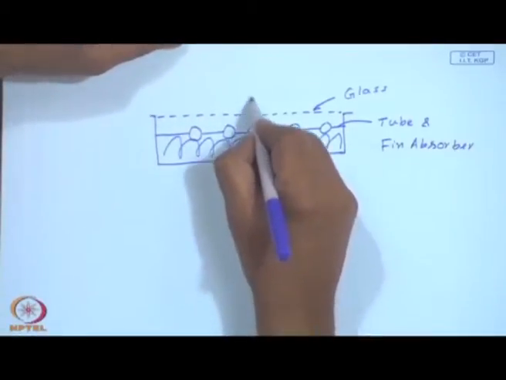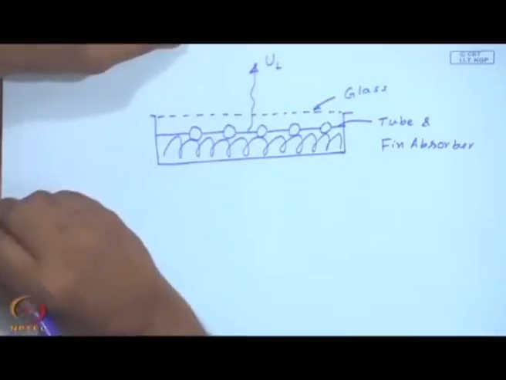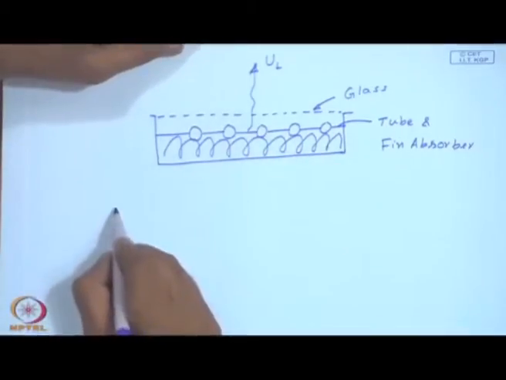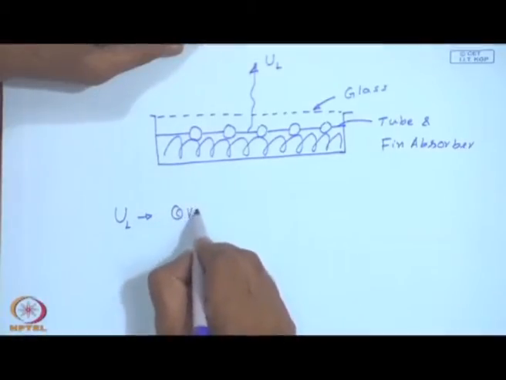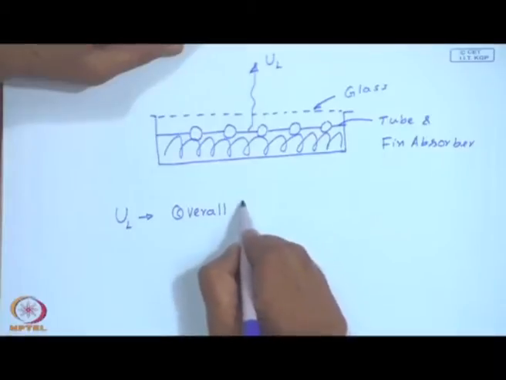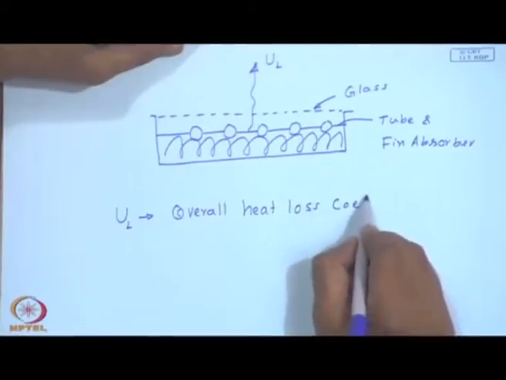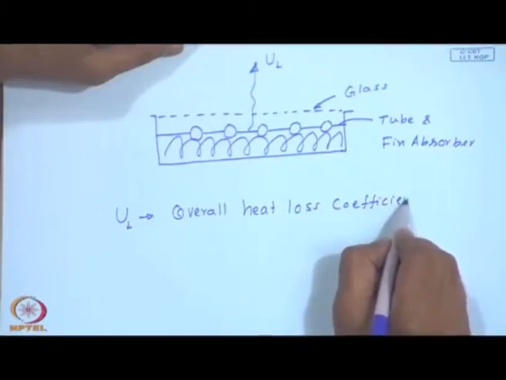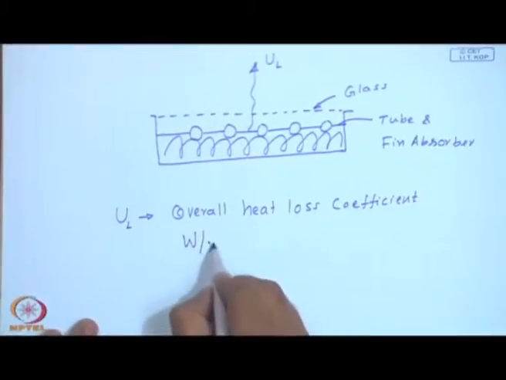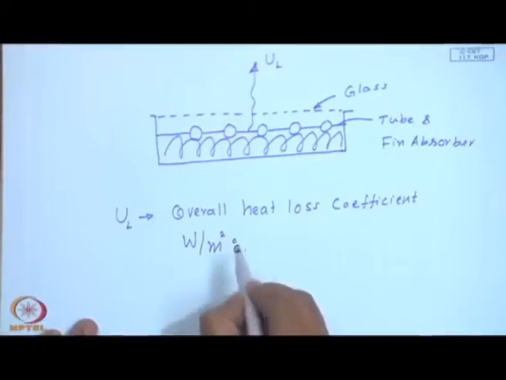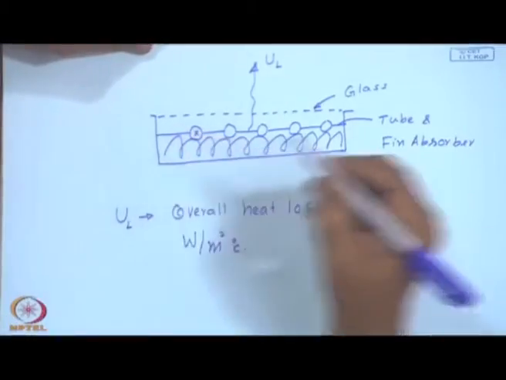So, overall there will be some loss, which I will represent by a loss coefficient U L. Those familiar with heat transfer, this is called an overall heat loss coefficient, and which will have the units watts per meter square degree centigrade. And the fluid flows through these tubes.